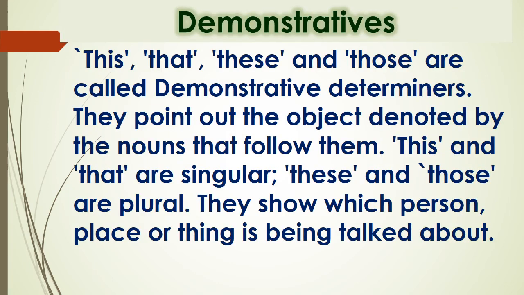Now, let's move to the last kind or type, that is demonstrative determiners. Yes, demonstrative determiners. What do you mean by demonstrative determiners, students? Demonstrative determiners are the determiners that demonstrate something. They point towards something, so they are called demonstrative determiners. The words like this, that, these and those are called demonstrative determiners.